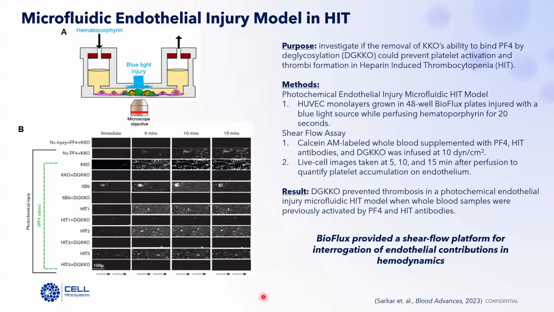The results showed that deglycosylated KKO prevented thrombosis when the blood was treated with the HIT-like antibody KKO, likely competing for the PF4 binding site. Similarly, DGKKO treatment prevented thrombus formation when other HIT antibodies like 5B9 as well as HIT 1, 2, and 3 antibodies were tested. This work demonstrates how the bioflux allows researchers to incorporate endothelial contributions to hemodynamic processes under shear flow, something that's hard to achieve with traditional in vitro tools.